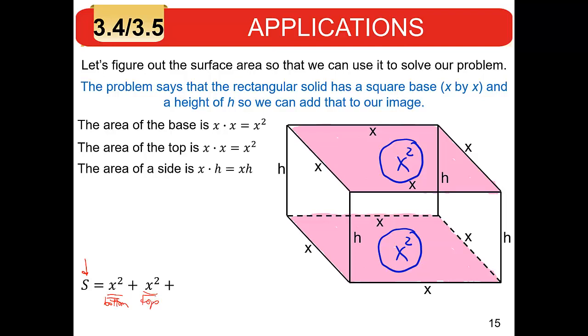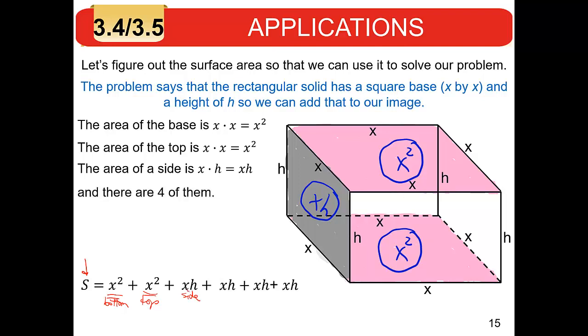But then I've got 4 sides, and each side is x by h. So the area of a side is x by h. So that's a side. But there's more than one side. There's actually 4 sides, and I've only written down 1, so I have to put 3 more in there. So these are the 4 sides.